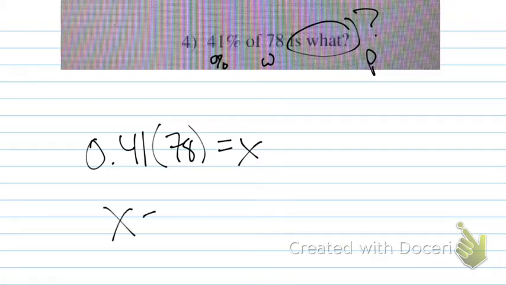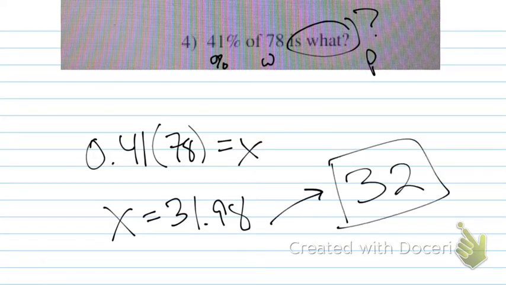31.98. Let's say the directions say nearest tenth. Nearest tenth would be 32.0. All right? Is that easy?